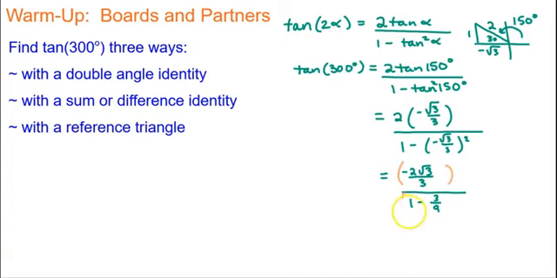The option I'm going to take is multiply the top and the bottom by 9. So the numerator becomes negative 6 square root 3. And then the 9 on the bottom gets distributed, and we have 9 minus 3, which is 6. So when we simplify, our answer is negative square root 3.